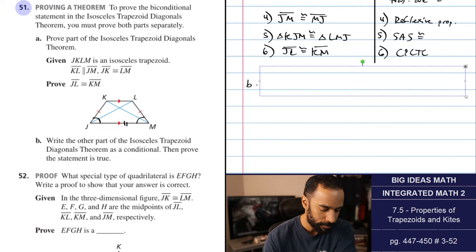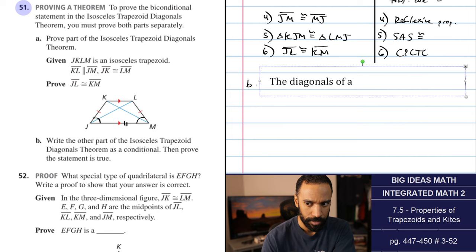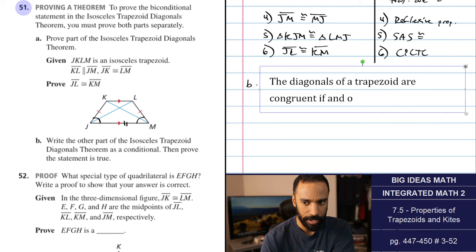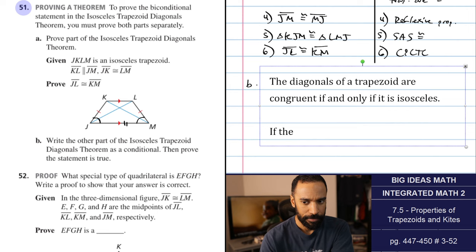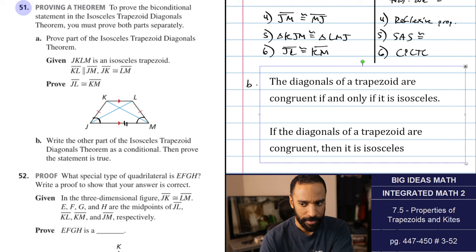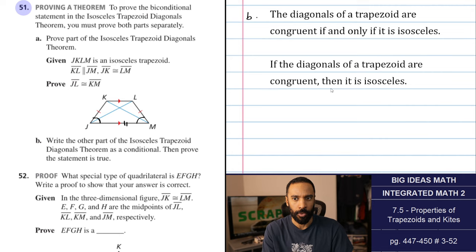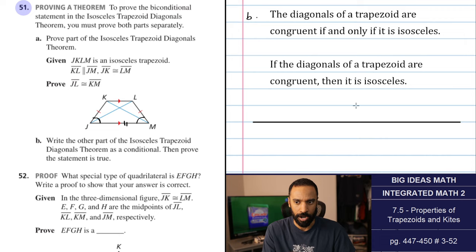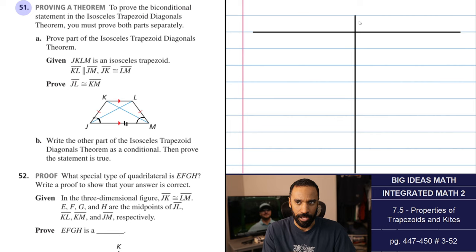So the diagonals of a trapezoid are congruent if and only if it is isosceles. So this next statement would be: if the diagonals of a trapezoid are congruent, then it is isosceles. Now we have to prove that the trapezoid is isosceles, knowing the diagonals are congruent, but knowing that it's a trapezoid. So the givens I can use are the congruent diagonals and the parallel lines, knowing it's a trapezoid.